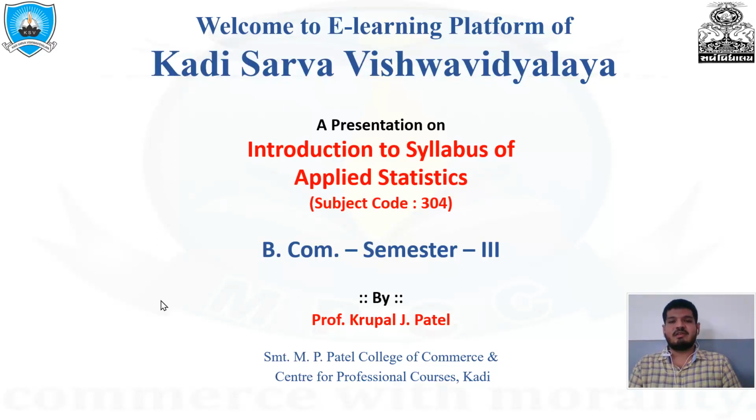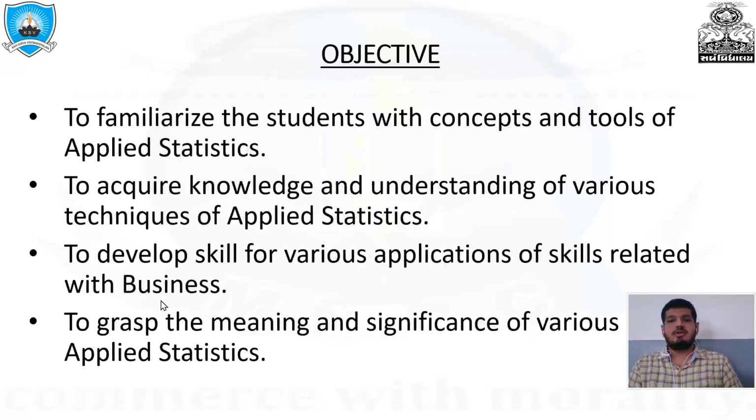Today I am going to give a presentation on Introduction to Syllabus of Applied Statistics. Subject code is 304 and this particular subject comes in BCom semester 3 of KSV University. So what is the objective of this particular subject? It is to familiarize the students with concepts and tools of applied statistics, to acquire knowledge and understanding of various techniques of applied statistics, to develop skill for various applications related with businesses, and to grasp the meaning and significance of various skills of applied statistics.